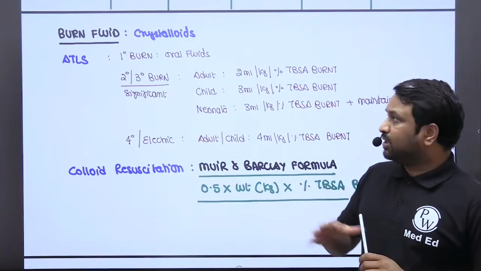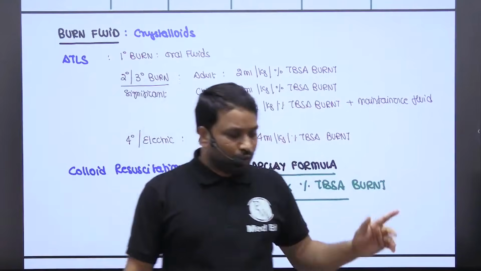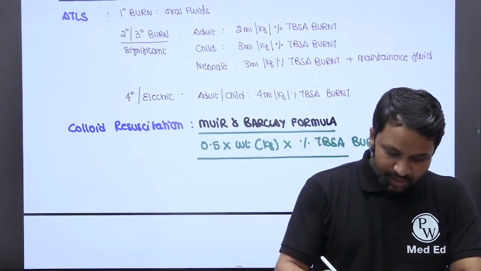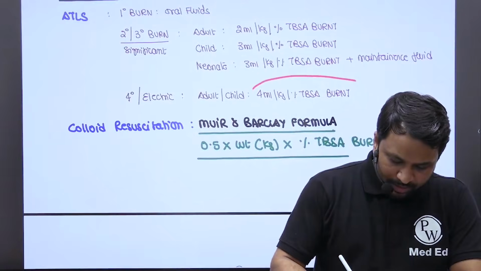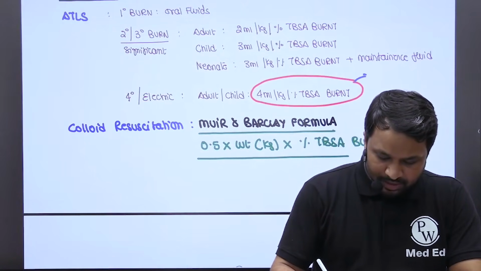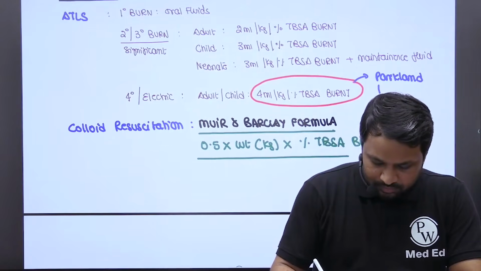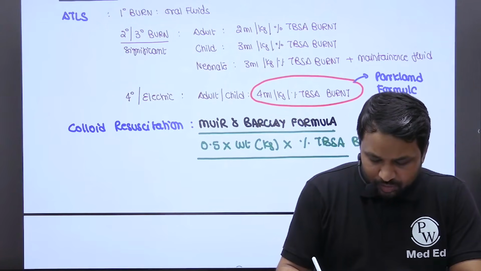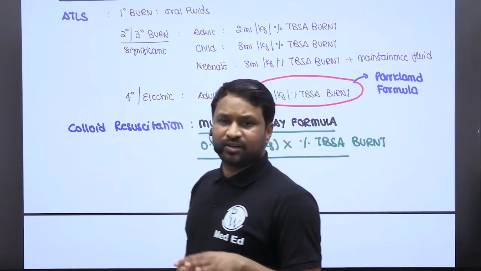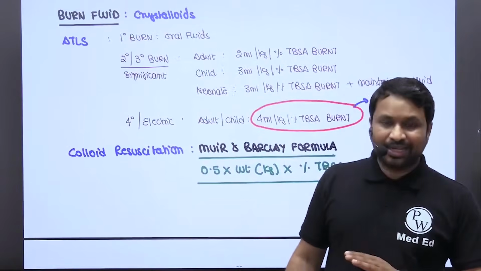Now here is an important thing. Earlier there was a formula called the Parkland formula that is obsolete. It was 4 ml per kg per percentage of body surface area burnt. This is how the Parkland formula originally started, but now Parkland is obsolete. We only follow the ATLS protocol.